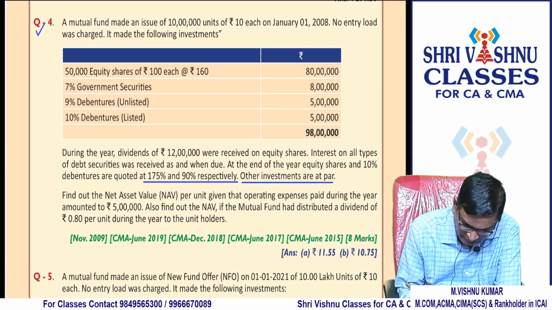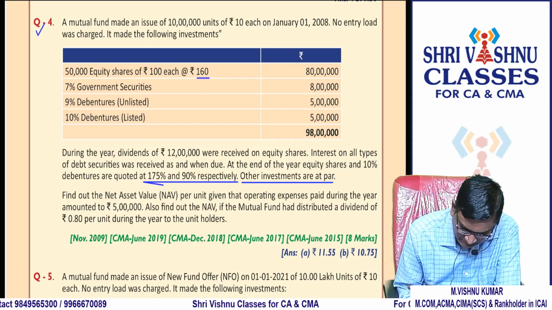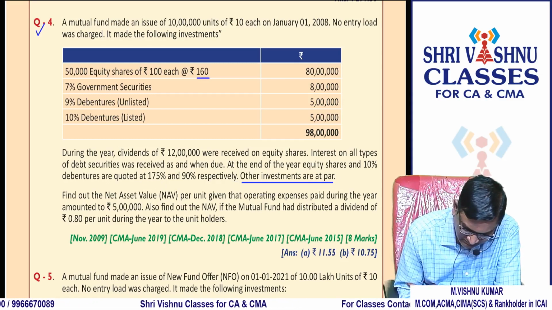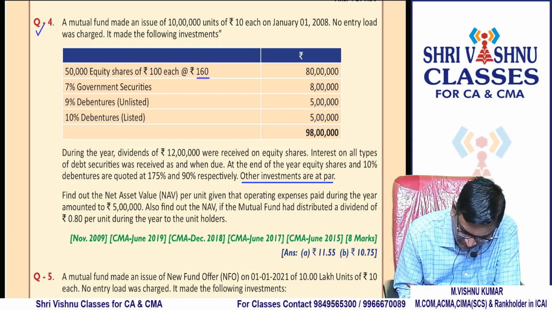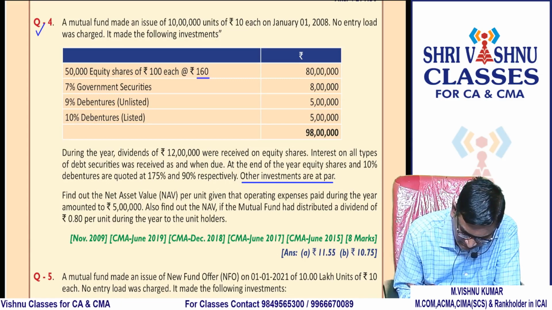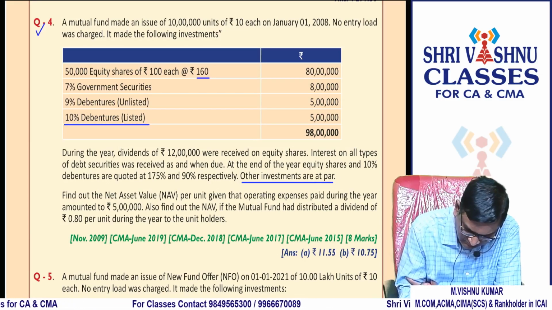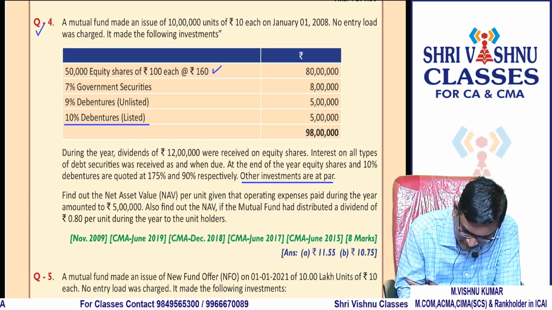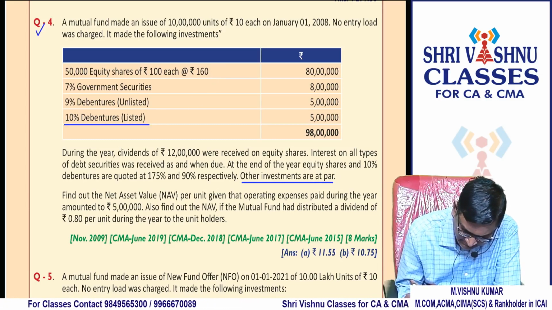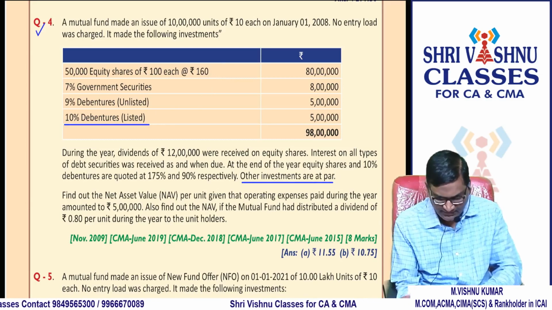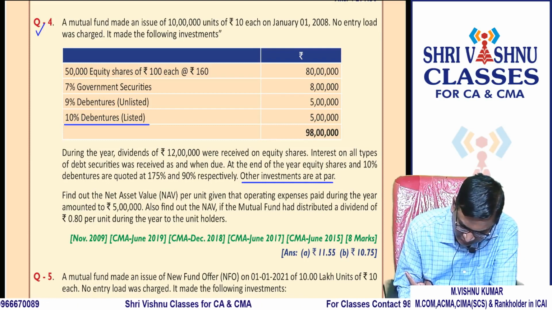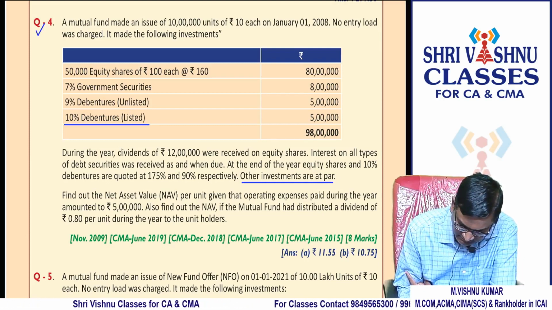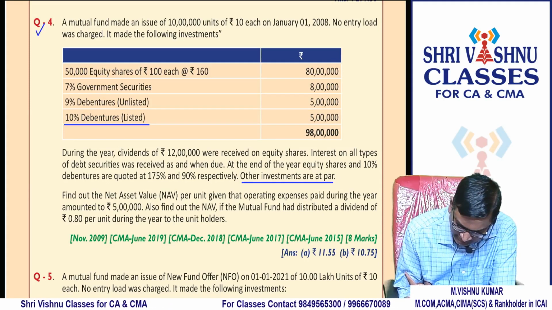So market value of portfolio is here 175% and 10% debenture, this is 90%. The 175%, the 90%. Remaining is same. Okay, right, sir. And dividend 12 lakh received. Interest on all types of securities also received here. Then operating expenses 5 lakhs.